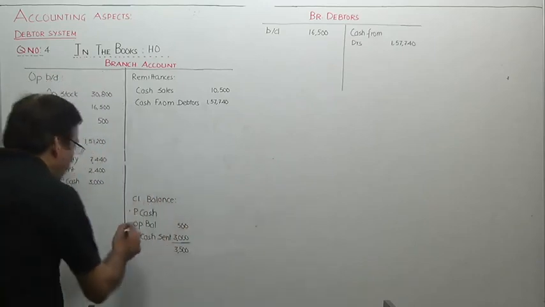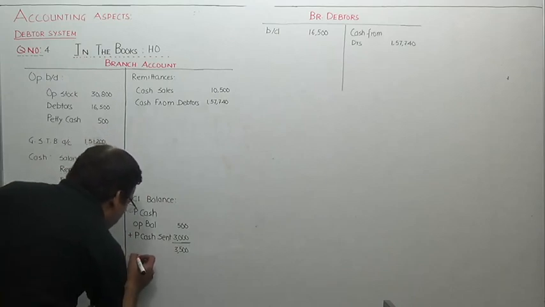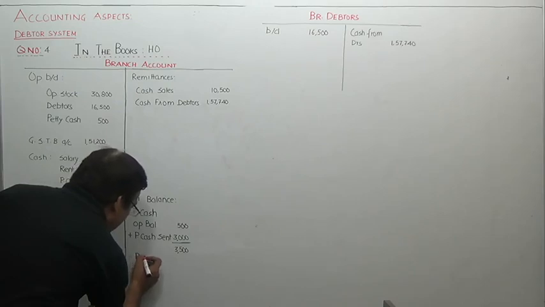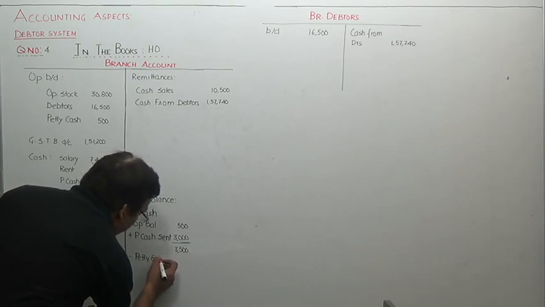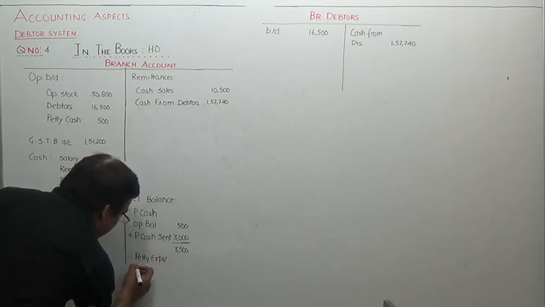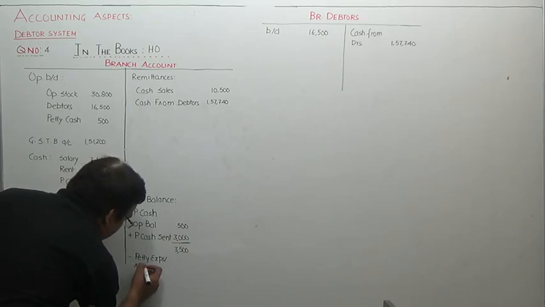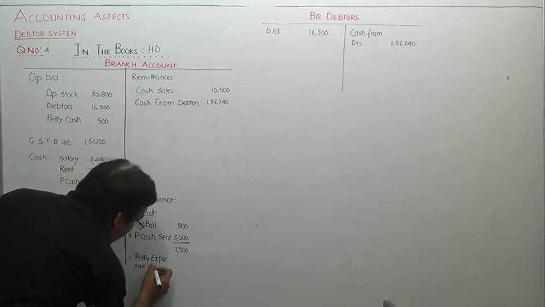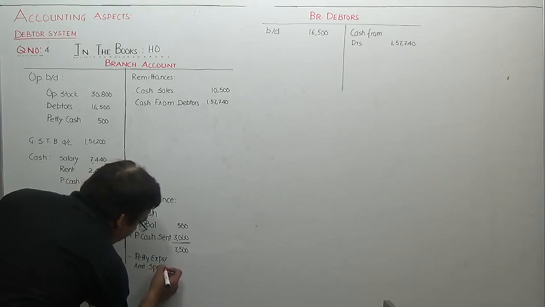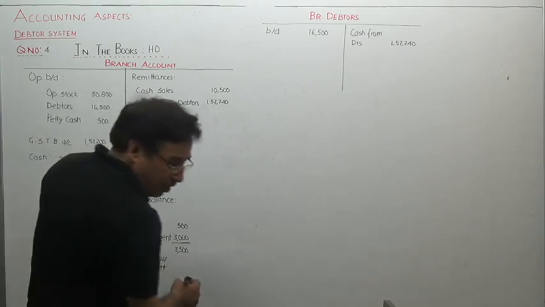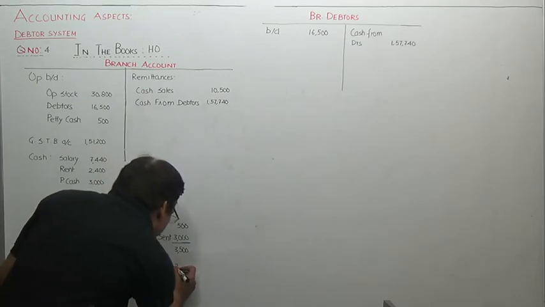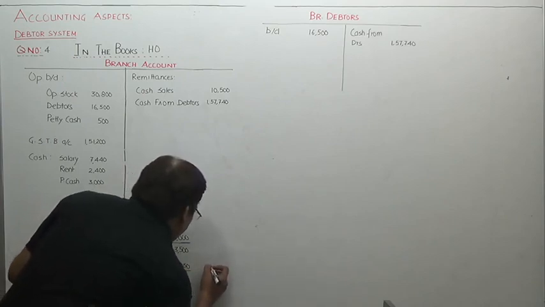So now what I am going to do, I am going to subtract the amount spent, or simply I can write petty expenses. Amount spent by branch manager. Petty expense means amount spent. You can directly write amount spent. So the amount spent by branch manager, as given to us in this question, is 2750. So 2750 I will subtract and I will write the closing balance here.